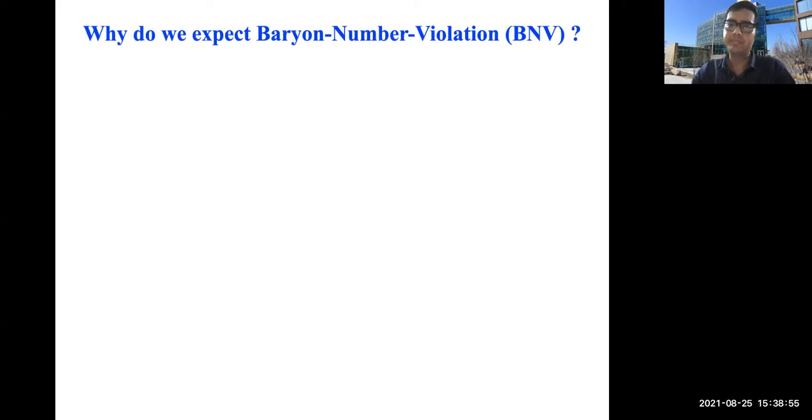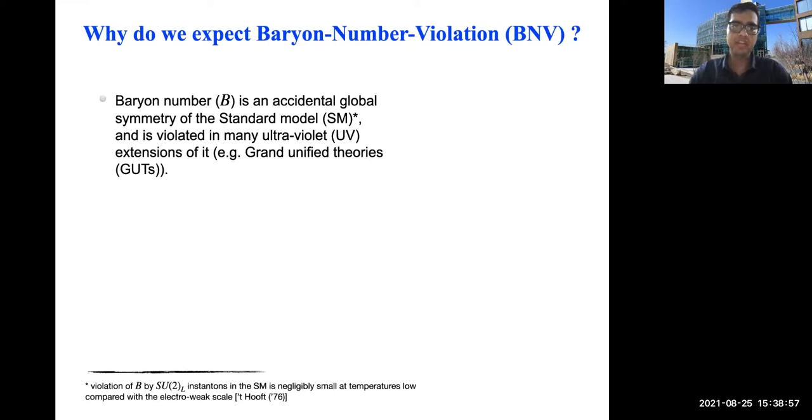So why do we expect baryon number violation? Well, it is an accidental global symmetry of the standard model, and it is violated in many ultraviolet extensions of the standard model. For example, in grand unified theories, this violation is natural as quarks and leptons are placed in the same representation. In passing, we just note that in the standard model, baryon number is already violated by SU(2) instantons, but the rate is negligibly small at temperatures low compared with the electroweak scale.